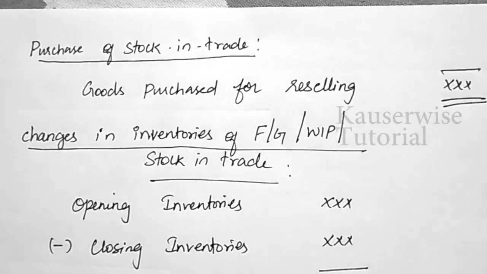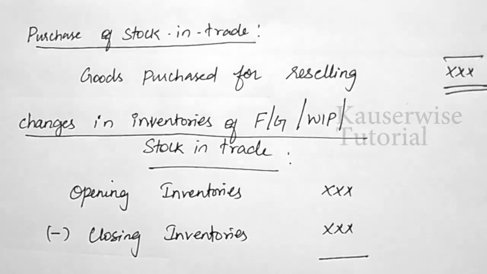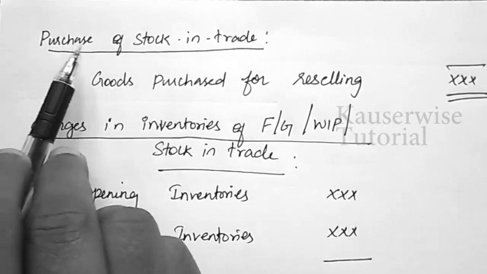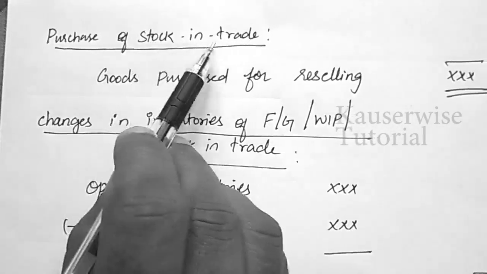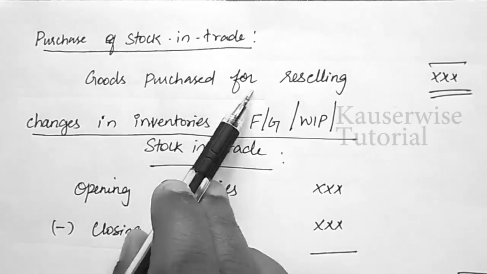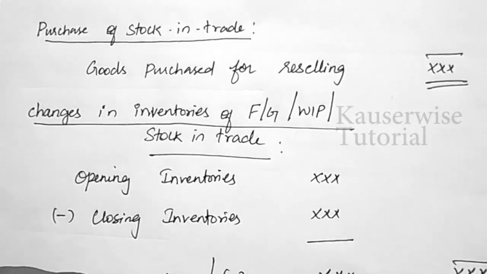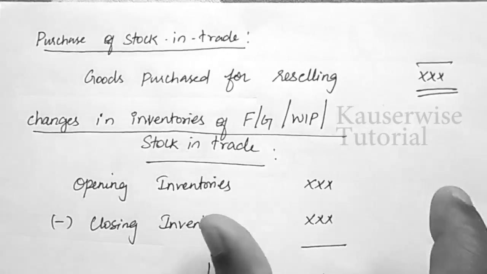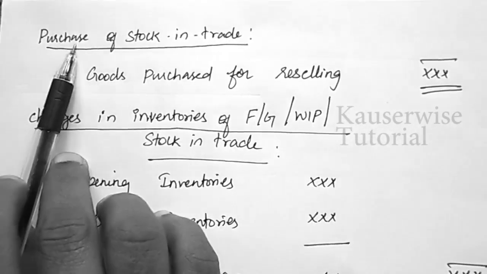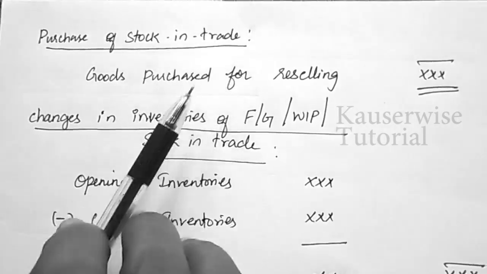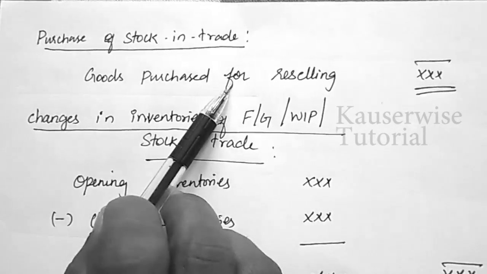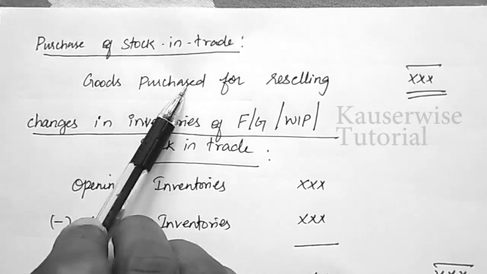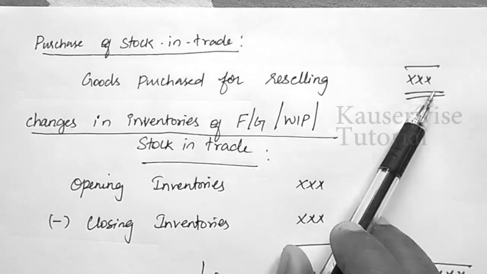Other than the manufacturing concern, they won't have any cost of material consumed. So in that case, you need to record purchase of stock in trade. Stock in trade means goods purchased for reselling. They acquire the stock and they resell it. In this way, they can get the profit. So in that kind of organization, they need to record the purchase of stock in trade. So this is not applicable for a manufacturing concern. So other than a manufacturing concern, you need to record goods purchased for reselling. That will be recorded here.